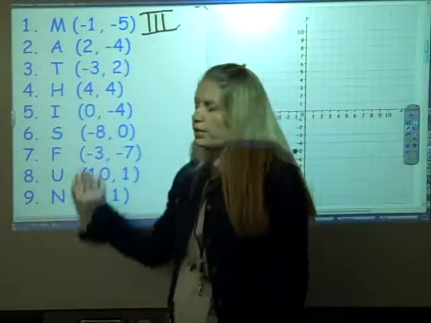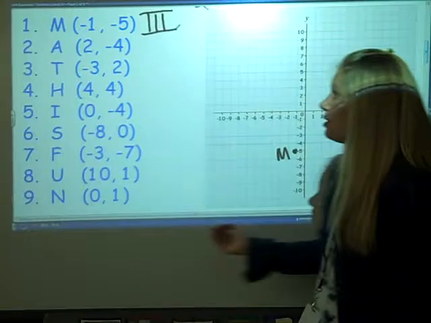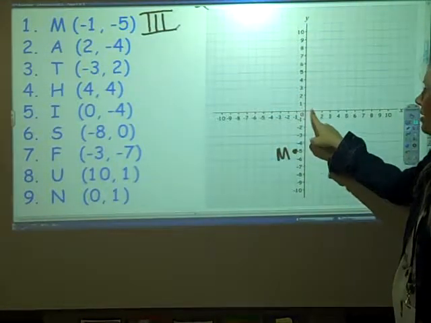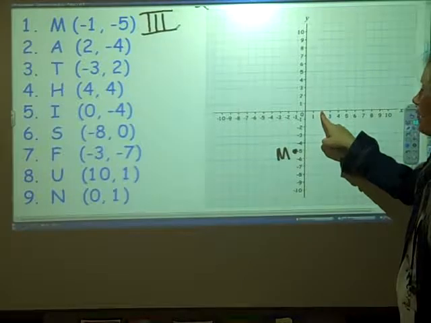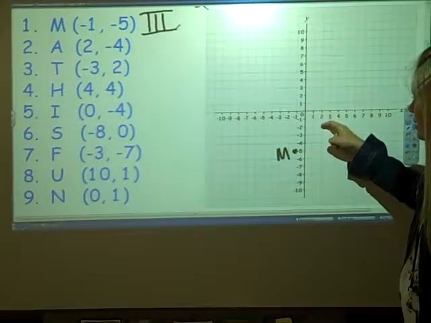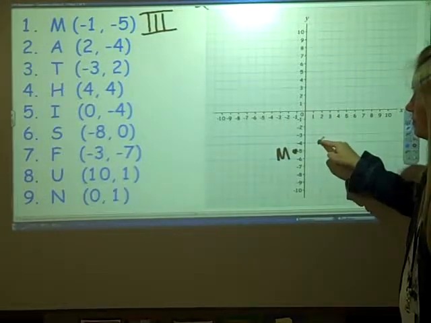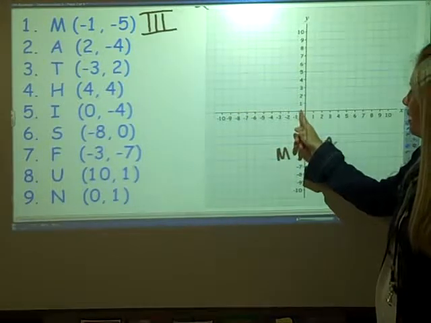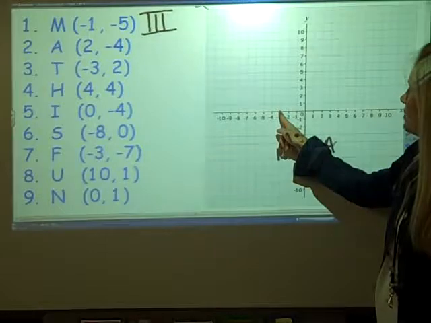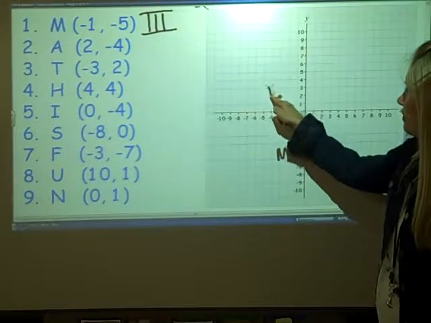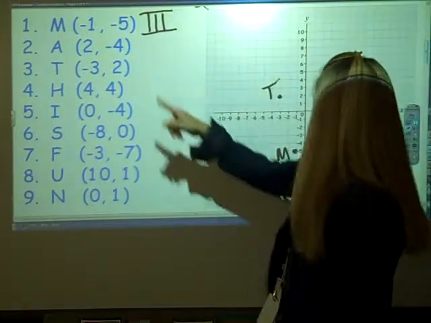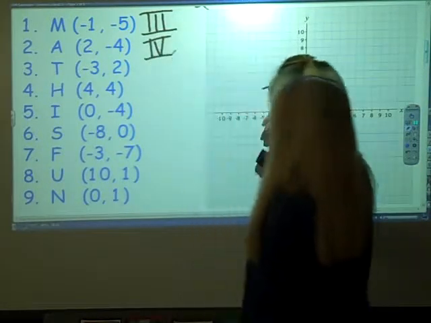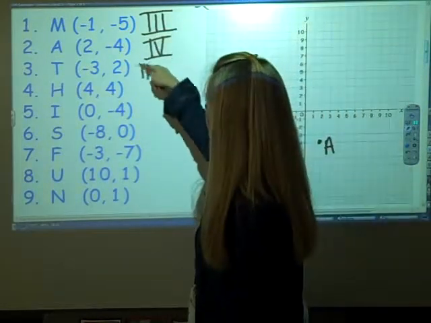You're going to have to copy these down. I did not put them in your notes for you. A, start at the origin. 2 to the right, 2 on your x, negative 4 on your y, down 4, 1, 2, 3, 4. Label it A. T, to the left 3, 1, 2, 3, up 2, 1, 2, put a dot, label it T. Okay, A was in quadrant 4. T is in quadrant 2.